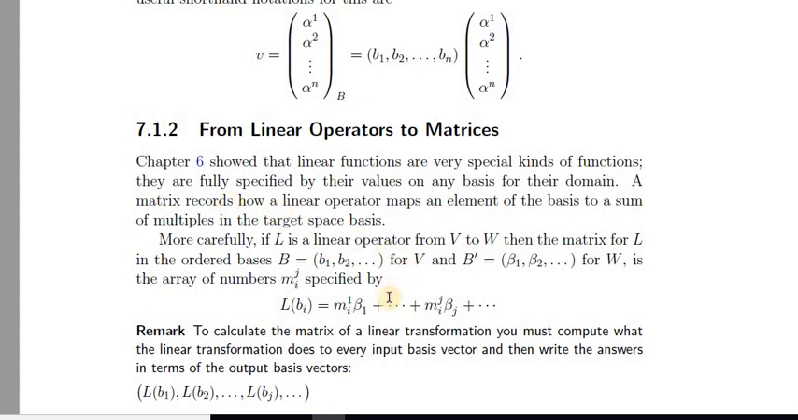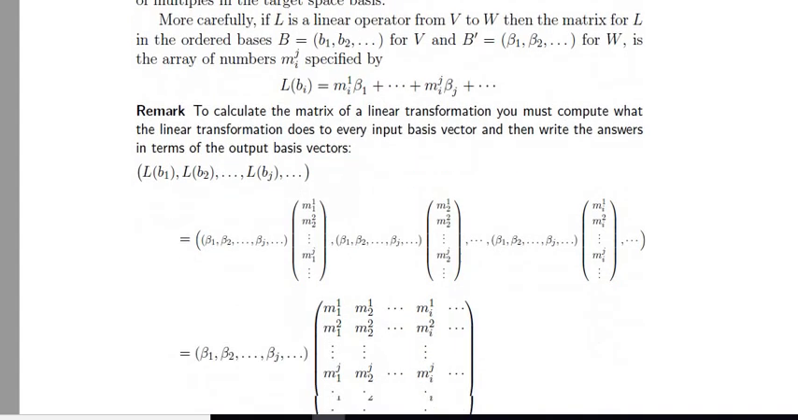So calculating this matrix, all we have to do is take the basis vectors in V one by one, compute their linear transform, and then express that linear transformation of B1 in terms of the basis entries of W, find the basis representation of LB2 in terms of the basis vectors in W, and so on. So it might be a lot of computation, but the procedure is very step by step.